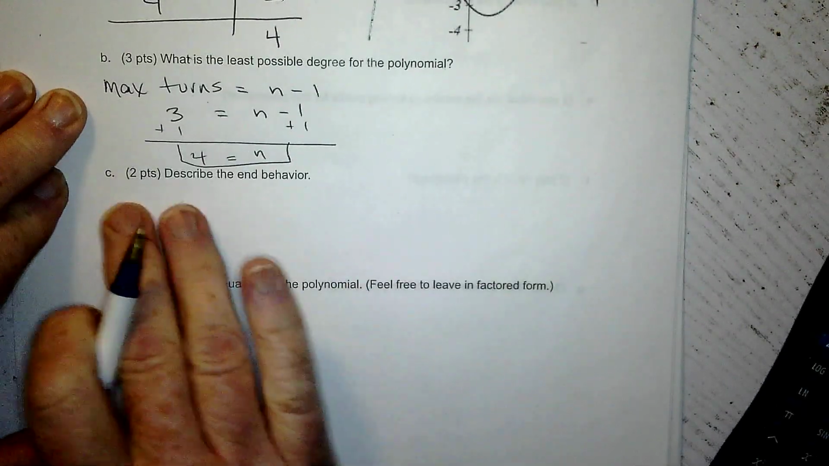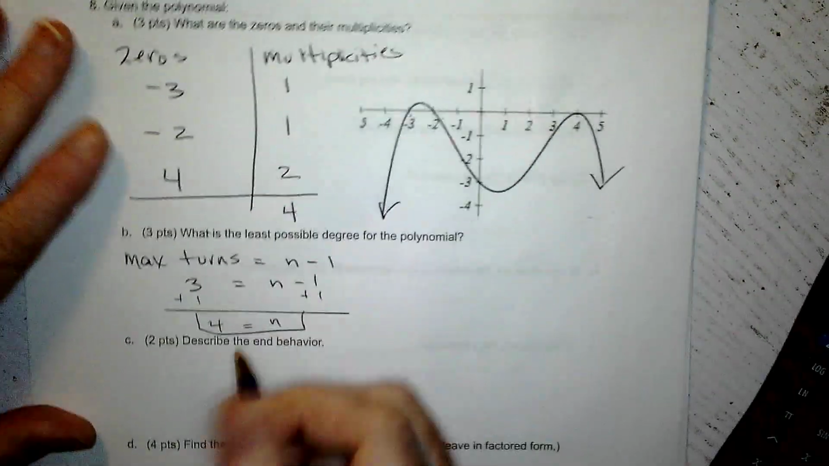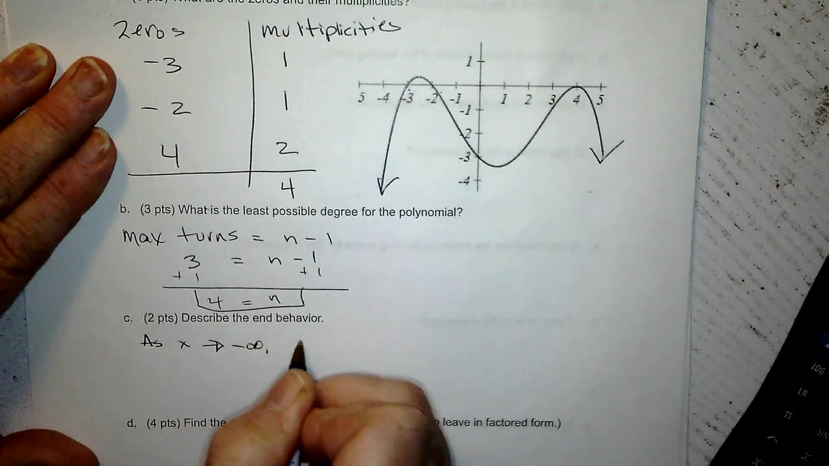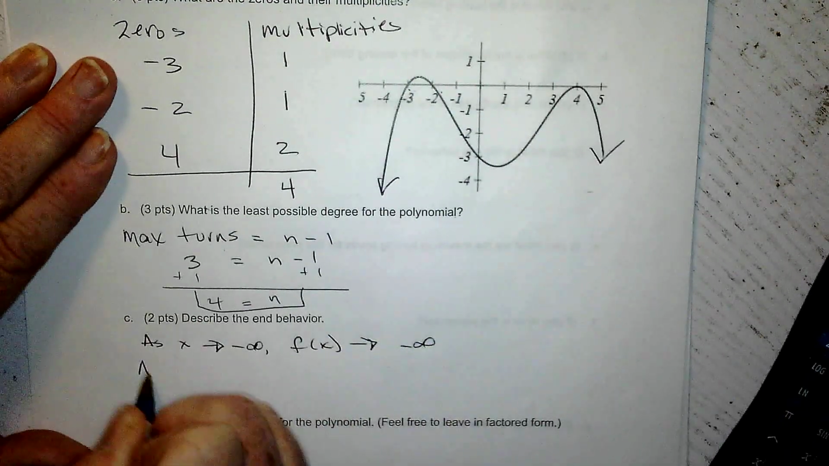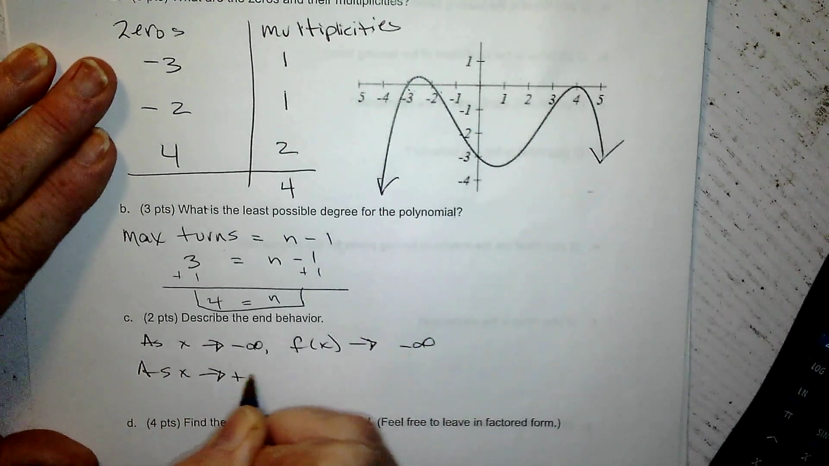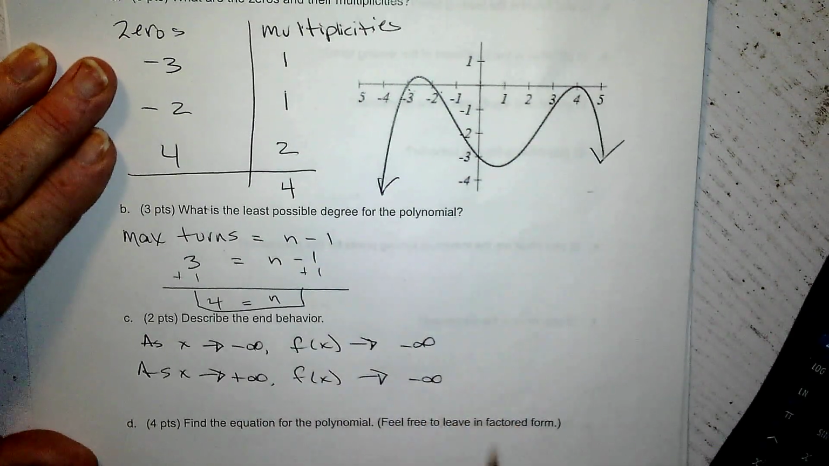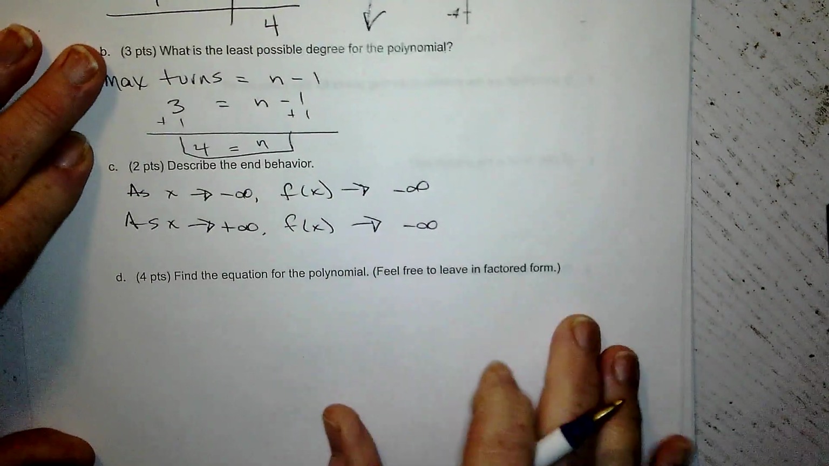At least 4. Describe the end behavior. They are both heading south. So as x approaches negative infinity, f of x is approaching negative infinity. And as x approaches positive infinity, f of x approaches negative infinity as well. Find the equation of the polynomial. Feel free to leave in factored form.